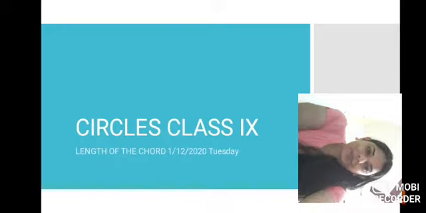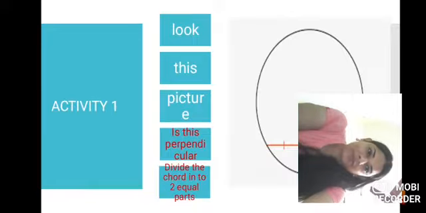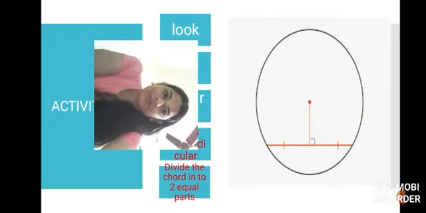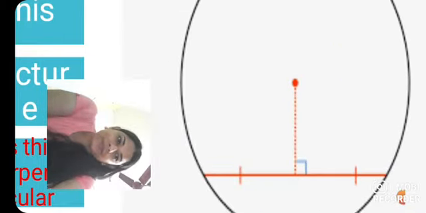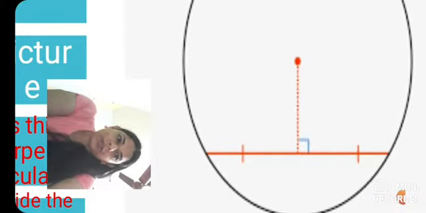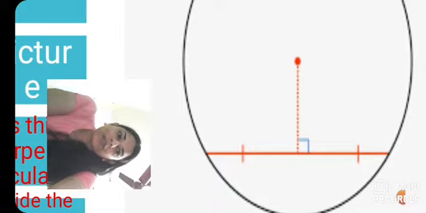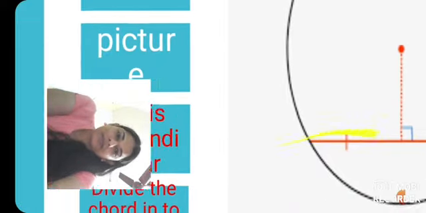I am Devaram Mohan. Today we are going to study about circles, class 9, length of chord. Go to the picture. Look at this picture. Is this perpendicular? Does it divide the chord into two equal parts? Yes. By the perpendicular bisector theorem, if you draw a perpendicular from the center to the chord, it divides the chord into two equal parts. And here it is 90 degrees.